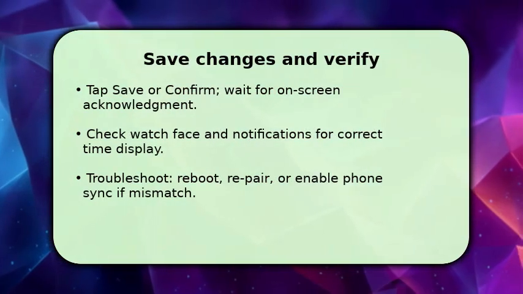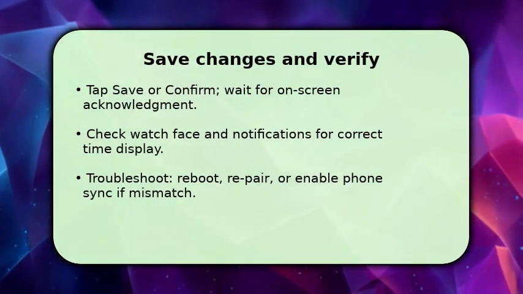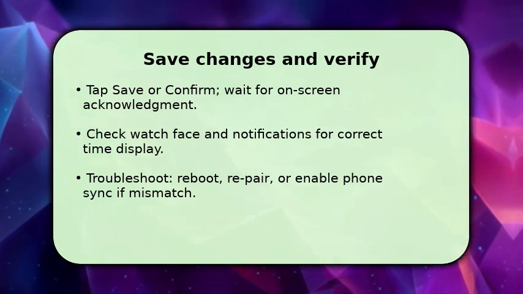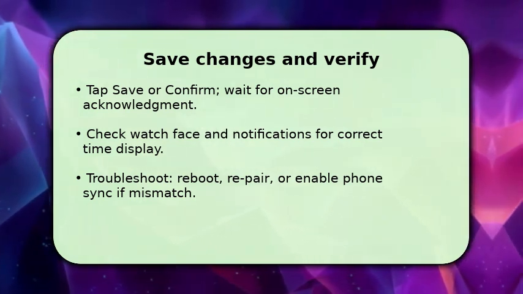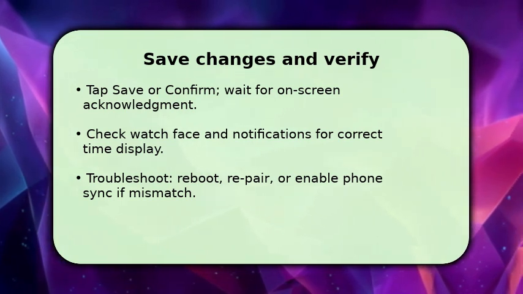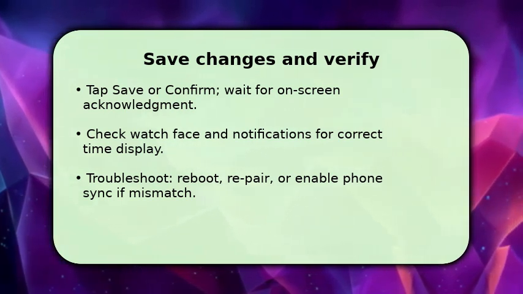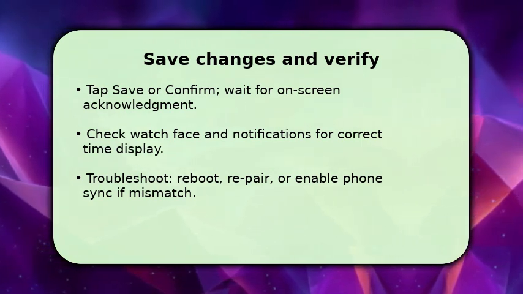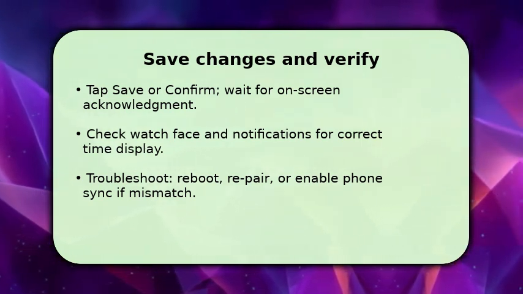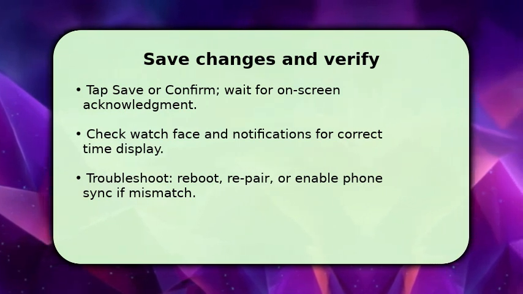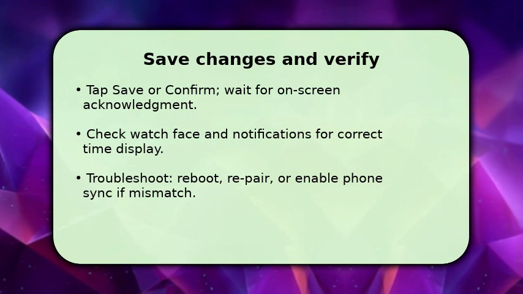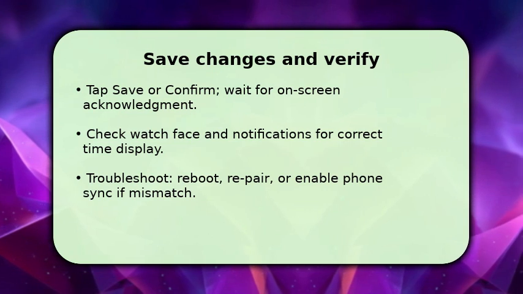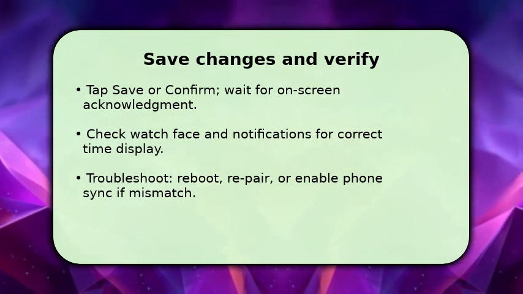You finish by tapping Save or Confirm, and then wait for the watch to acknowledge the change. This ensures settings are written to memory. After that, return to the watch face and inspect the time in the clock and any active notifications to verify consistency. If the time still shows incorrectly, reboot the watch, repair the phone, or temporarily enable automatic time sync so it pulls the correct network time. These steps resolve most mismatches caused by cached settings or pairing conflicts.